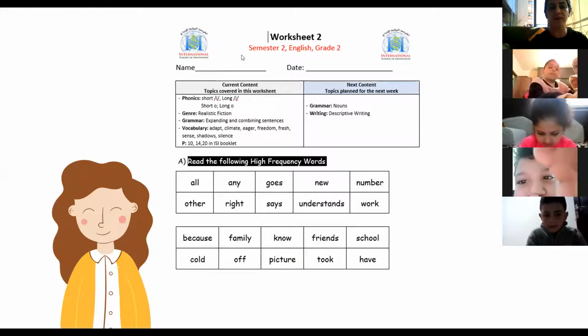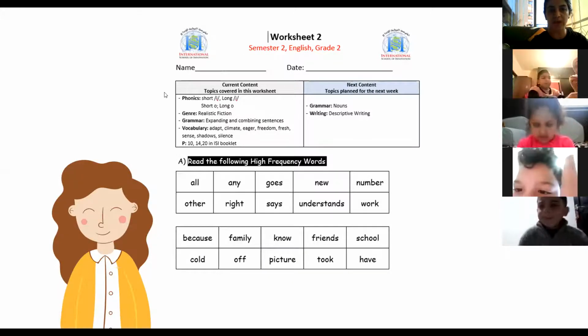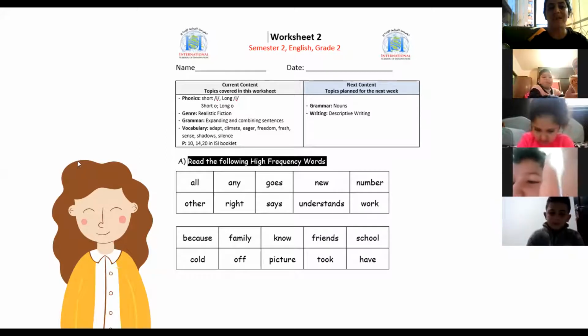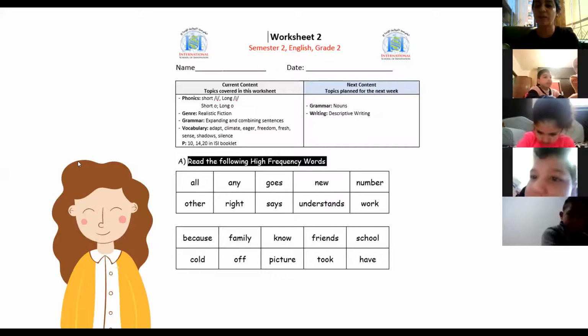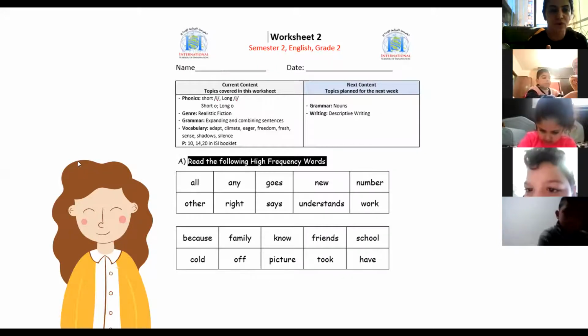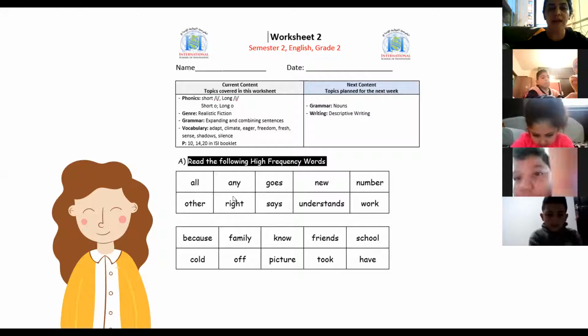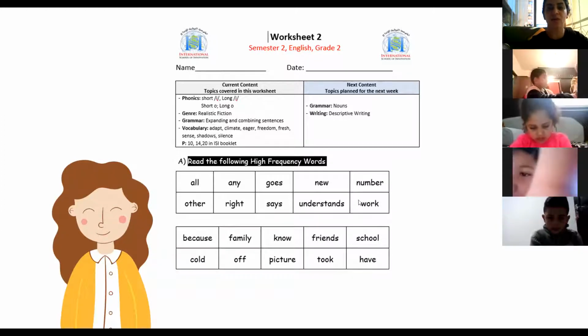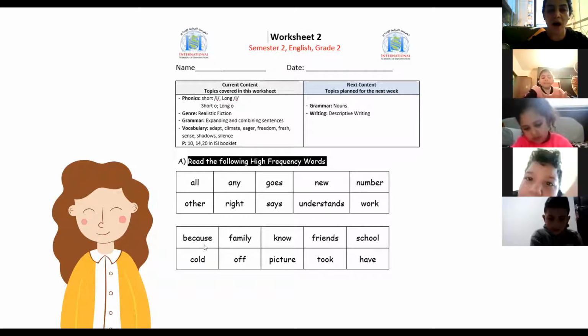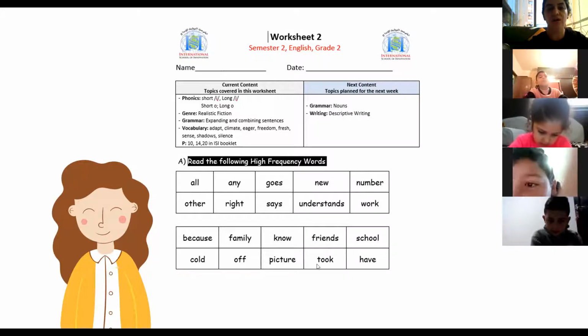Now, these are high-frequency words. When I say high-frequency words, they are the words that you have to know how to read by sight. For example, you should not spell them letter by letter. Let's start. Here we have the words all, any, goes, new, number, other, right, says, understands, work. Here we have because, family, no, friends, school, called, off, picture, took, and we have the word have.